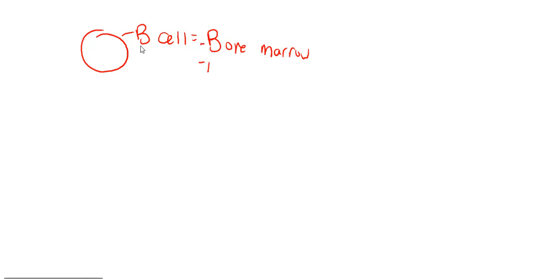So recall that a B cell is produced in the bone marrow. That's where the B comes from. It also matures in the bone marrow. And then naive B cells, naive meaning they have not been activated yet. So naive B cells usually will wait in the lymph nodes to become activated.